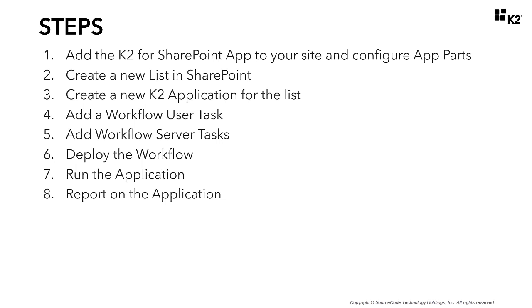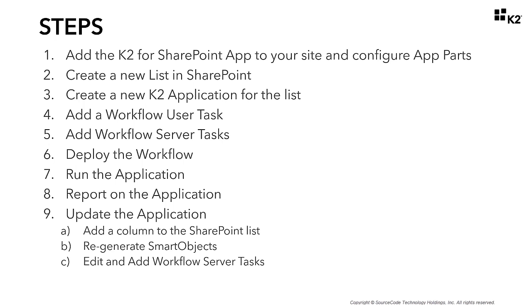However, you will most likely reach a point where you want to make changes to your application. I'll show you how to handle that in step 9 of this scenario. In this step, we're going to update our existing application by first adding a new column to the Hello World list. We want to capture the date that the workflow has completed with a new date column. Then we'll need to regenerate the smart objects affiliated with the list, which in turn will expose that new column to K2. Finally, we'll make a couple changes to our workflow.